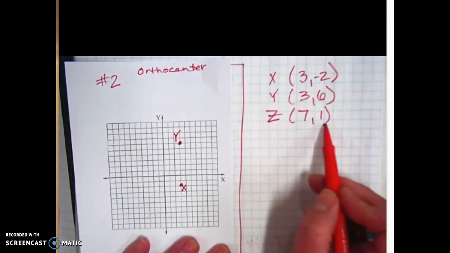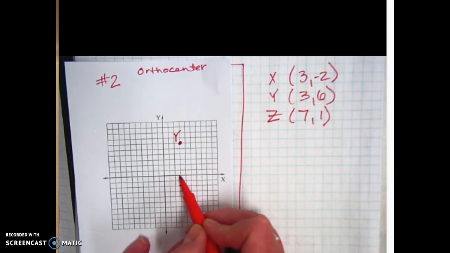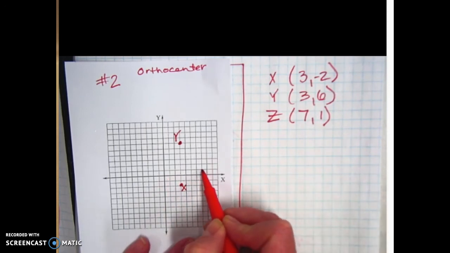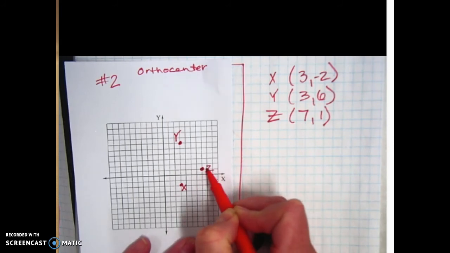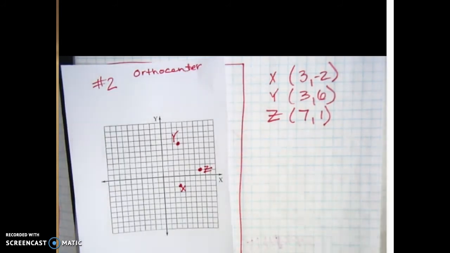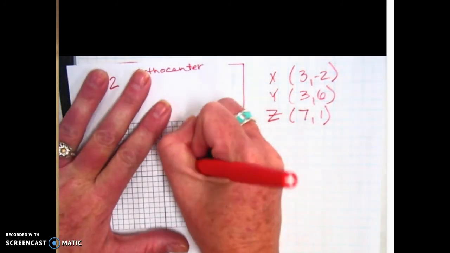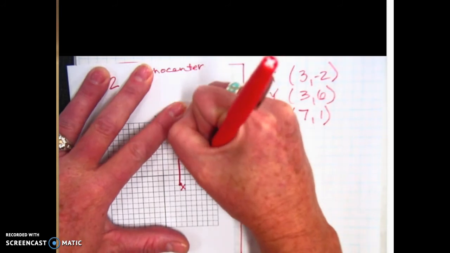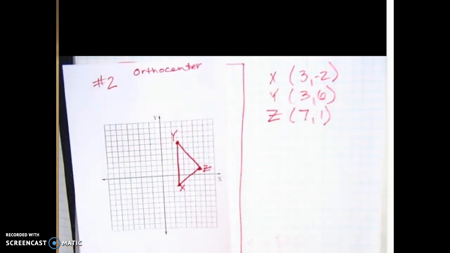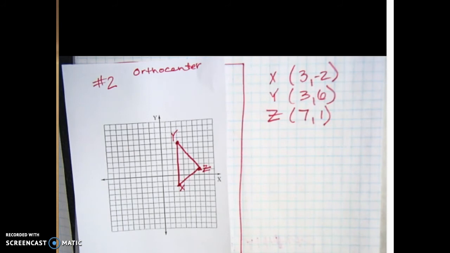The third one is at 7, 1. So 7 to the right. 1, 2, 3, 4, 5, 6, 7. Up 1. Put a point. Call it Z. Once you have your 3 points, you're going to go ahead and connect them to make a triangle. 3 points, make a triangle. All right. So using these 3 sides and 3 vertices of this triangle, we're going to find the orthocenter.